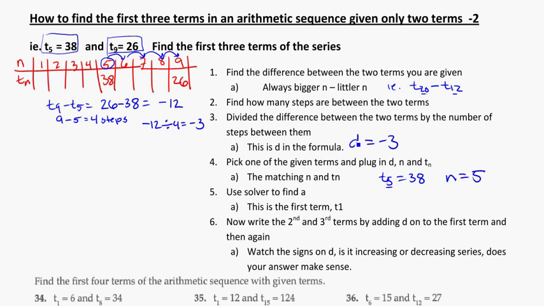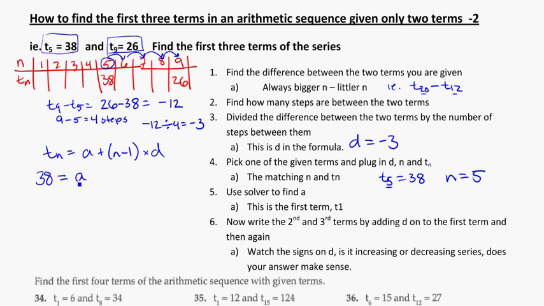So I now know d, T5, and n. I'm going to plug them into the formula. My formula, if you don't have it memorized, grab your formula sheet. It should be T sub n is equal to a plus n minus 1 bracket times d. So I'm going to plug in what I know. Instead of T sub n, I'm going to actually pick a value for n. Let's use 5. So I'm going to use the 38. T sub 5 is equal to 38.